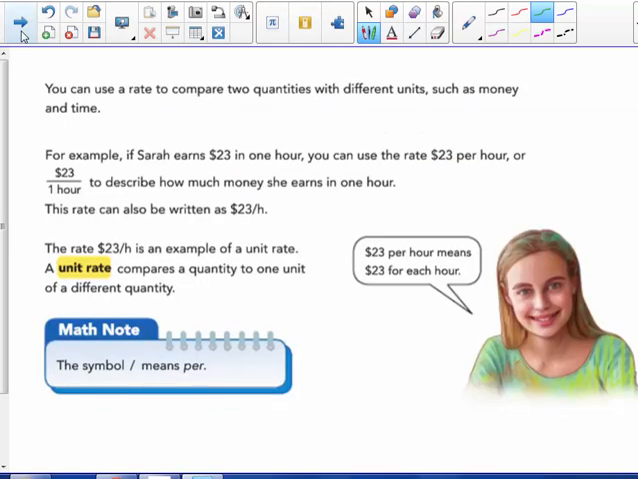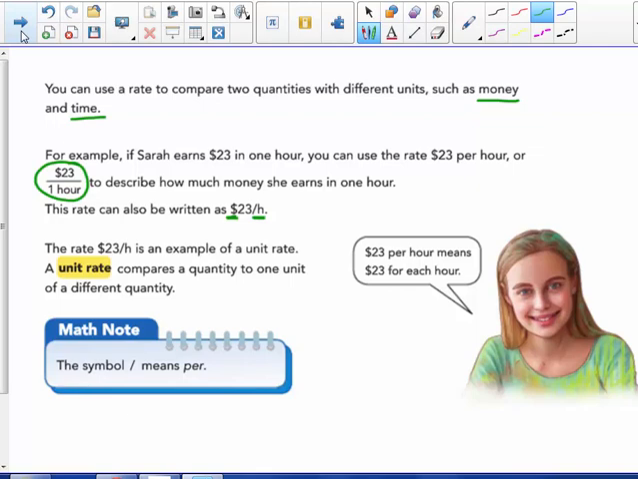A rate. You can use a rate to compare two quantities that have different units, such as money and time, or distance and time, or jelly beans and students. They're not measuring the same thing. For example, here's one. If Sarah earns $23 in 1 hour, you can use the rate of $23 per hour, or $23 over 1 hour, to describe how much she earns in 1 hour. This rate can be written as $23 per hour. That's the two labels there.